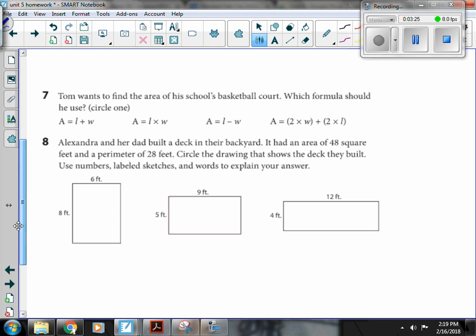Number 7. Tom wants to find the area of his school's basketball court. Well, we just showed the area before. It is length times width.